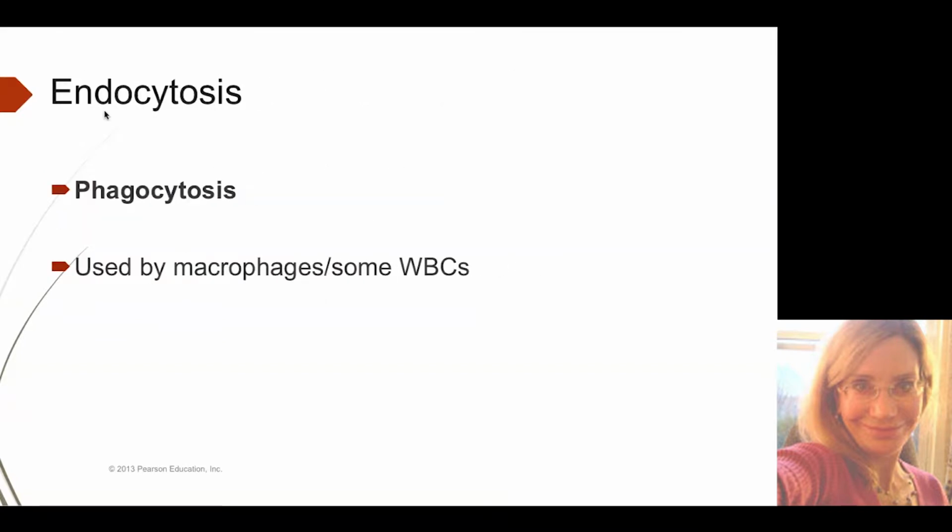Endocytosis includes phagocytosis, which technically means eating by the cell. Okay, the cell is eating. This is used by macrophages and some other white blood cells. So you may remember the macrophage is a white blood cell that will actually engulf foreign substances like a bacterium or some kind of debris in the body, and it will then fuse with a lysosome, which will break apart that invader. Phagocytosis is a way to take substances into the cell.